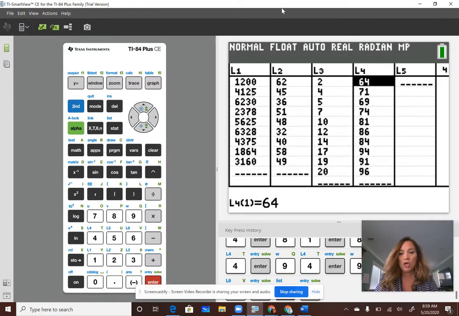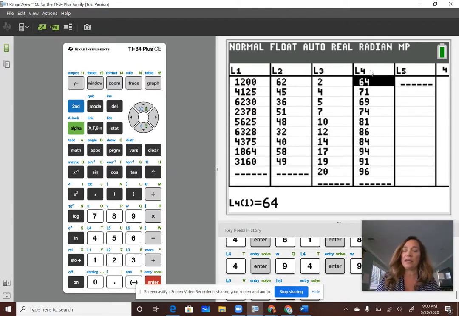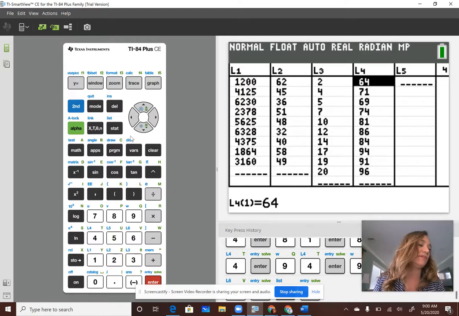Okay. So I typed my data in ahead of time and I'm using list 3 and list 4. You don't have to do that. Obviously, you can continue to use list 1 and list 2. All right, but I just wanted to save some time.